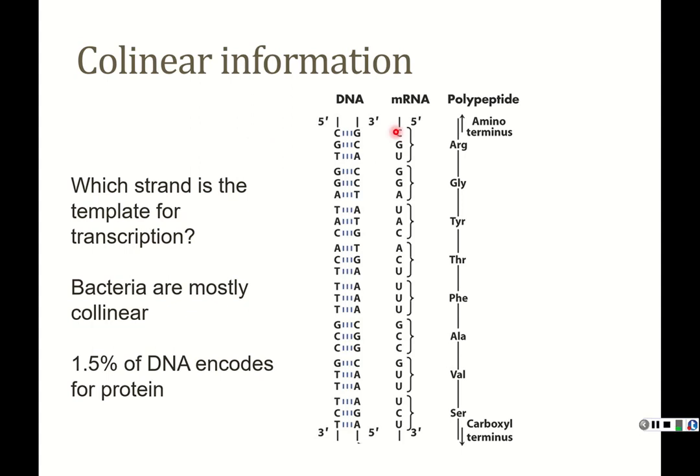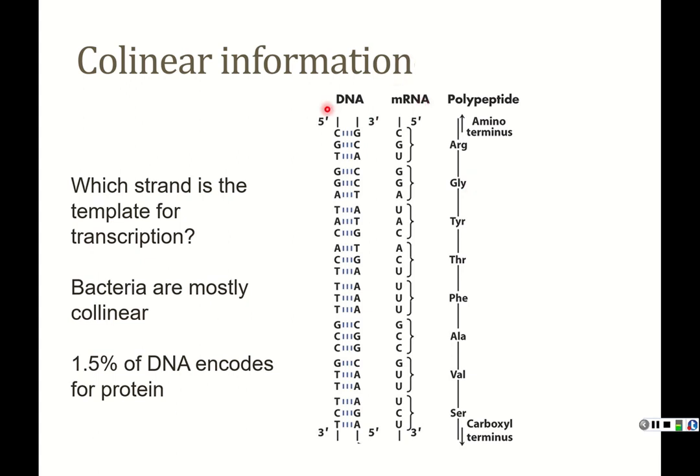How we term this is collinear information, and that's because you have two strands of DNA, one going 5' to 3', and the other, complementary strand going in the opposite direction. It would be 5' to 3'.